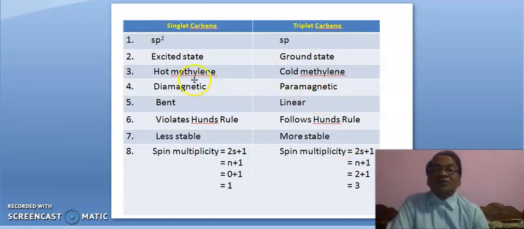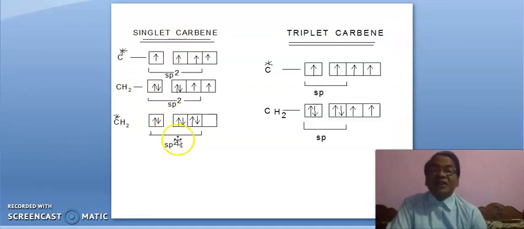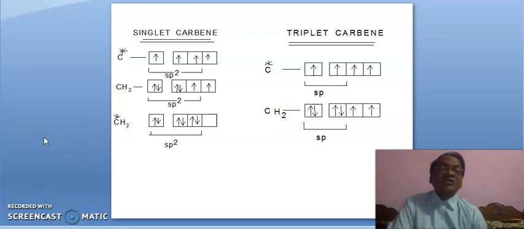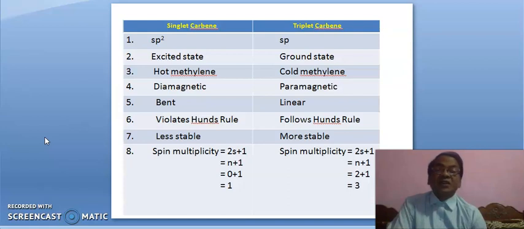Third, it is hot methylene, it is cold methylene. Singlet carbene is in the excited state. Therefore, it is called hot methylene or hot carbene, and triplet carbene is in the ground state. So, it is called cold methylene or cold carbene. Clear?